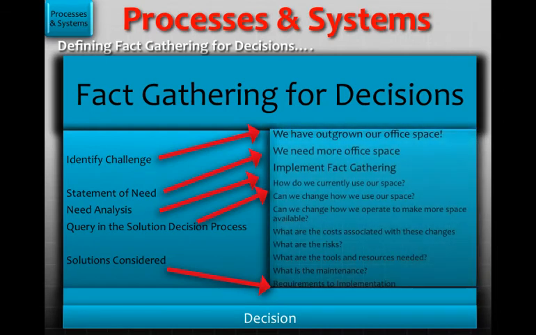So let's take a different example and look at office space. To identify the challenge, we've outgrown our office space. The statement of need is that we need more space. The need analysis is that we implement fact gathering, and then the query is all these questions about the space: how it's used, what are the risks, what are the tools, what are the maintenance. That then helps us formulate some solutions that we consider to ultimately make a decision.